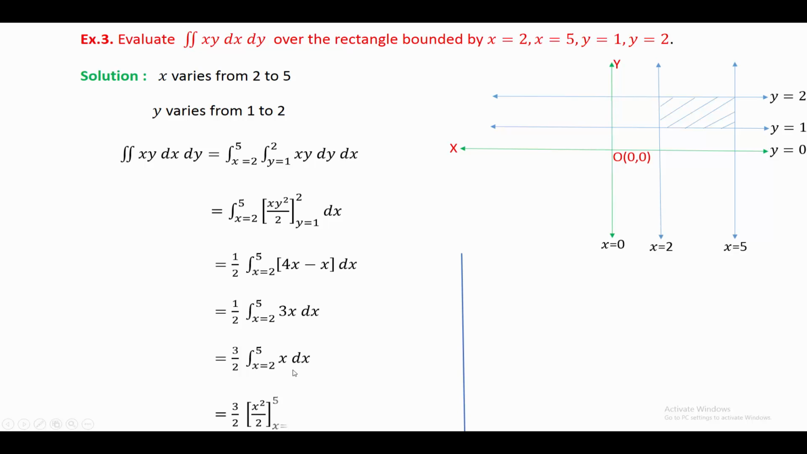Now integration of x is x square by 2, where x varies from 2 to 5. So we have 3 by 2 times the integration of x, which is x square by 2, with x varying from 2 to 5.